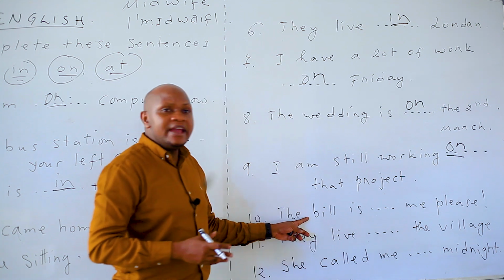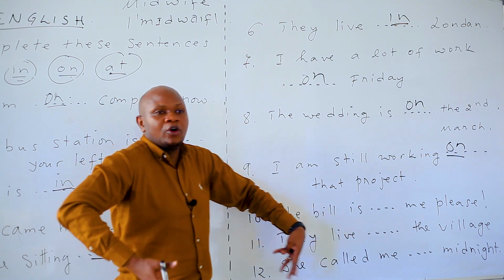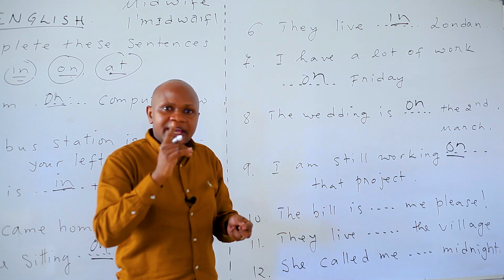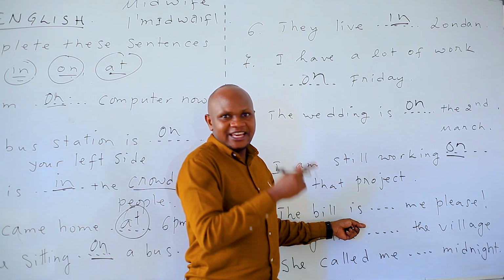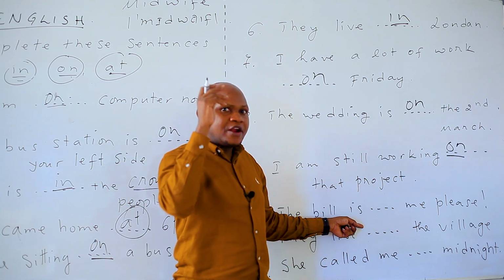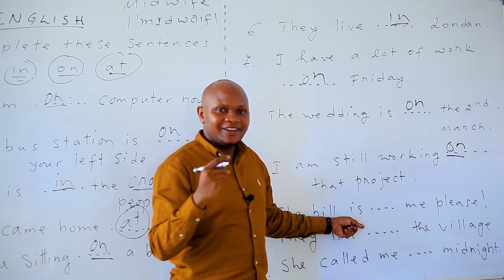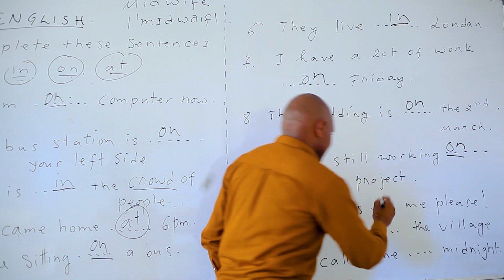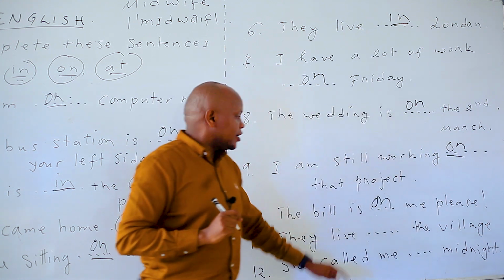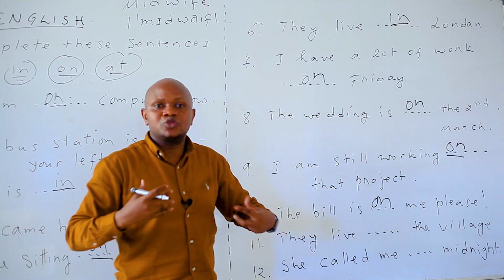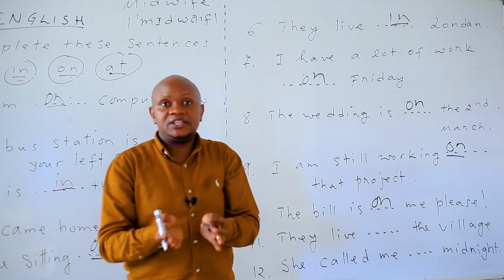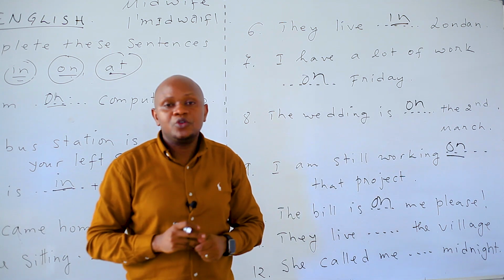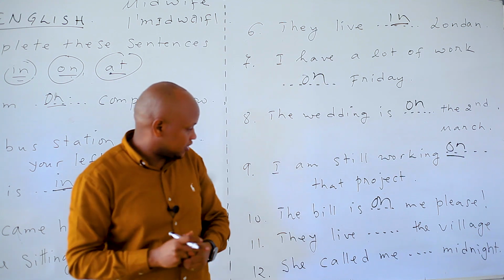Good. The bill, ugiye kuvuga ngo facture ni njye uyishyura, mu cyongereza uzavuga uti the bill is in me, on me, at me. We say the bill is on me. The bill is on me, please. Iyo uvuze ngo the bill is on me, ubuvuze uti ni njye uri bwishyure facture uyu munsi. The bill is on me today. Uyu munsi ni njye wishyura facture.